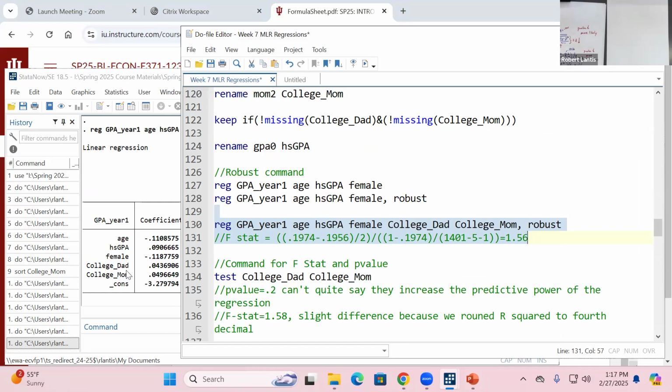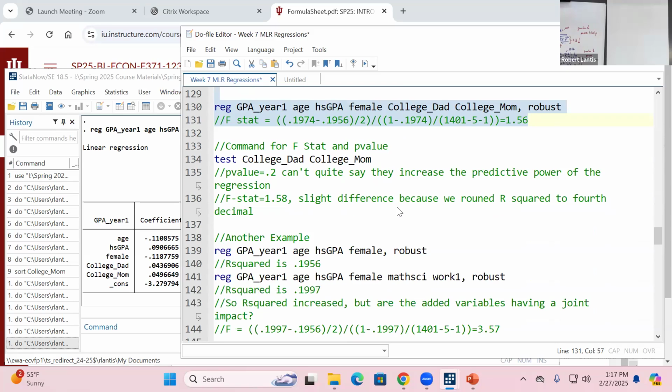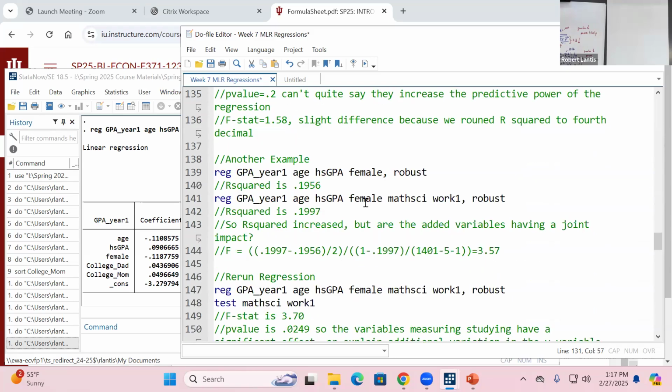Okay. Any other questions on this before we keep moving? Okay with this? Okay. Yeah, this is just different numbers. We could do the same thing.